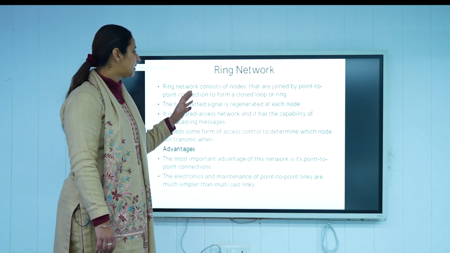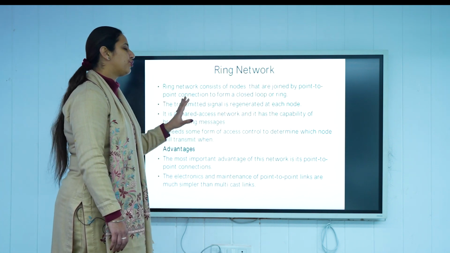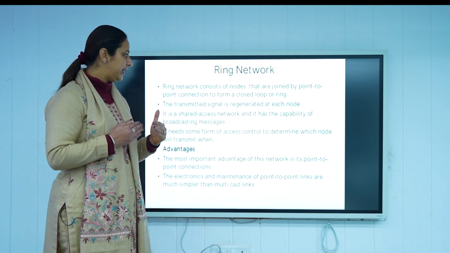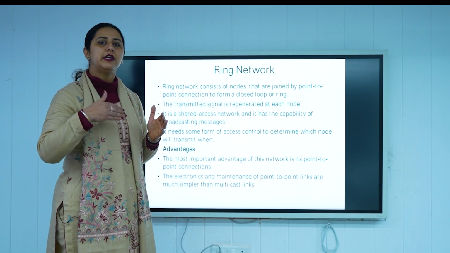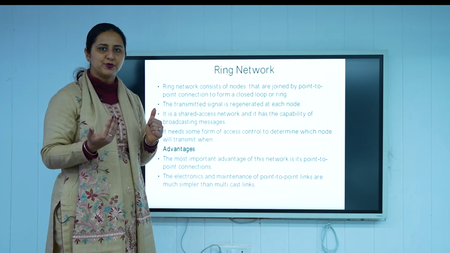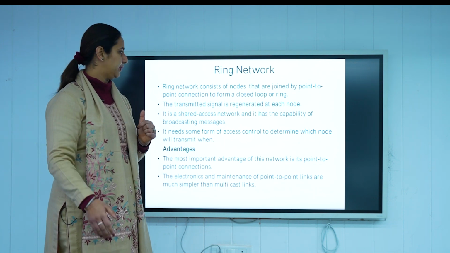A further explanation of the ring network is that all the nodes are joined with each other through a point-to-point network, and that point-to-point network is basically forming a ring type structure or a loop type structure. That is why this topology is called ring topology.